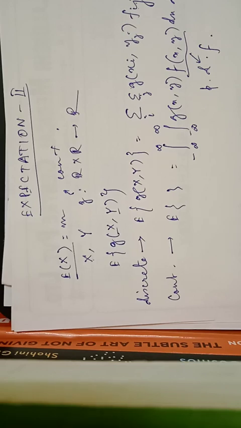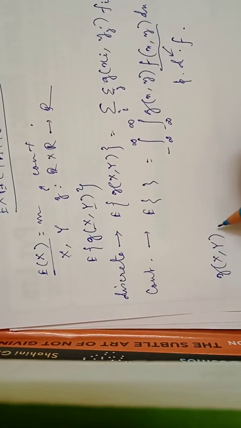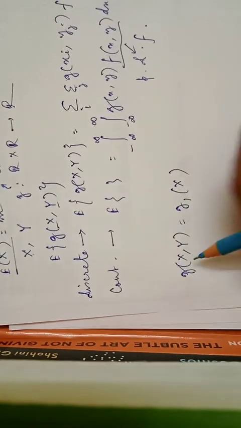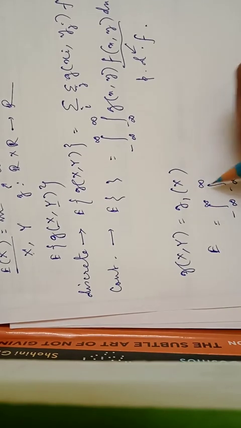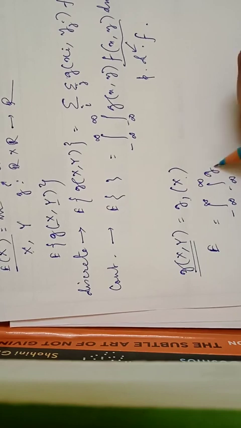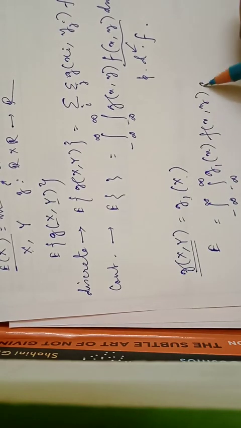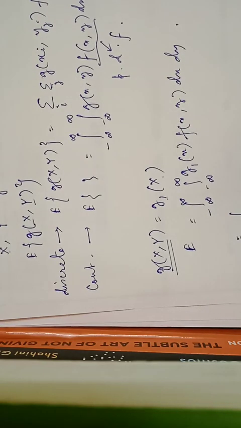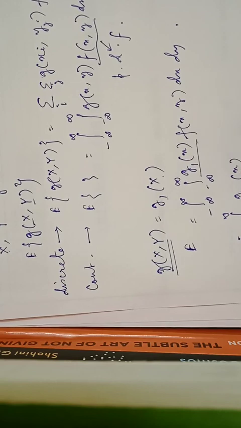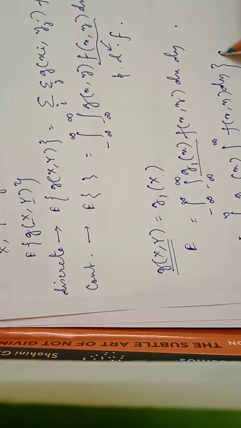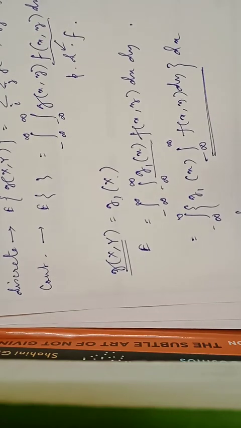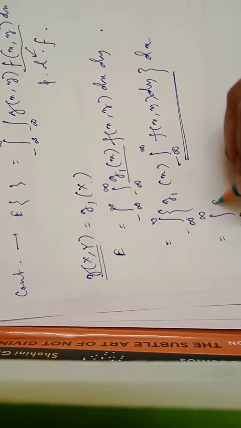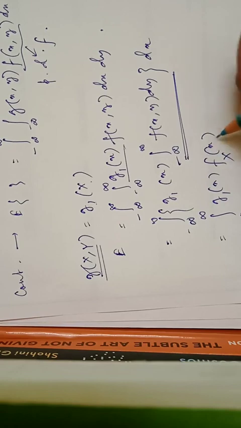Now suppose this g(x,y) becomes a single function of x, that is, there is no y. In that case, the expectation for the continuous case will become integration from minus infinity to infinity, then minus infinity to infinity, g of x y becomes g1(x) into f(x,y) dx dy. Again, writing it like this, putting that g1(x) outside, then integral from minus infinity to infinity of f(x,y) dy, then dx. Now check this quantity. This gives the marginal distribution of x, that is, the integral from minus infinity to infinity of g1(x) f(x) dx.